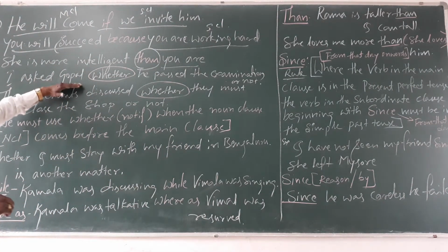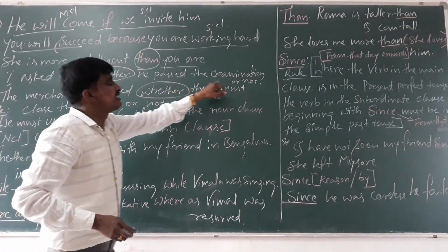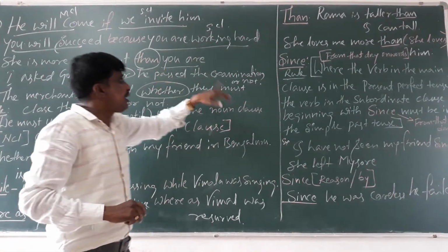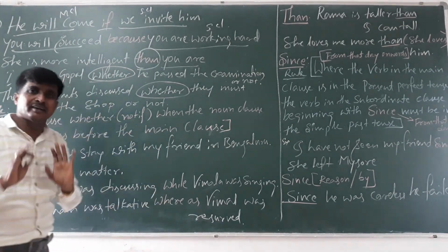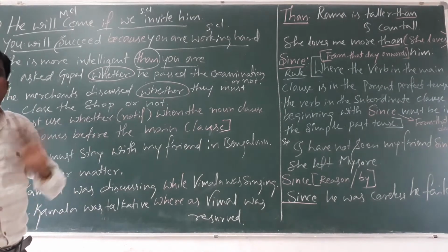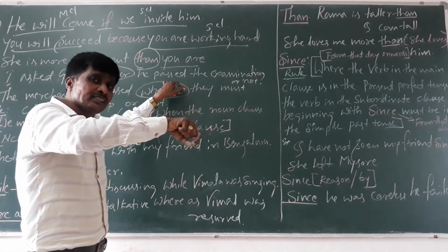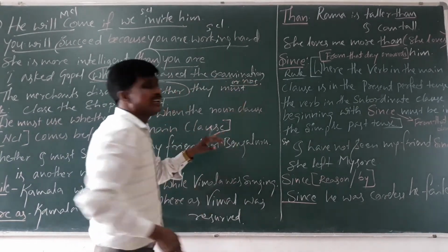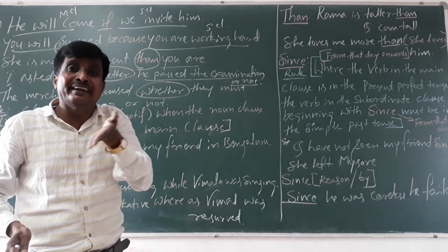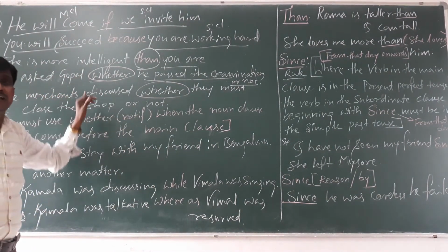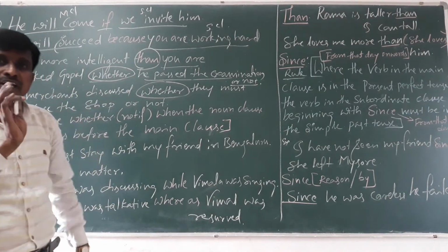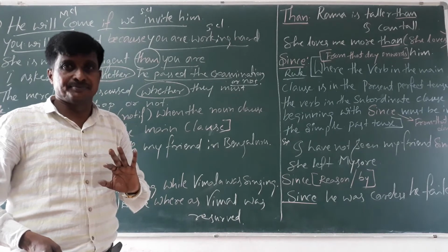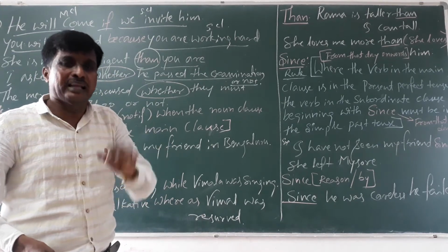I asked Gopal whether he passed the examination or not. Whether he passed the examination or not is the subordinate clause, meaning the dependent clause. I asked Gopal is the independent clause. It is the main clause. Don't get confused. The main clause is also called the independent clause, and the subordinate clause is also called the dependent clause.